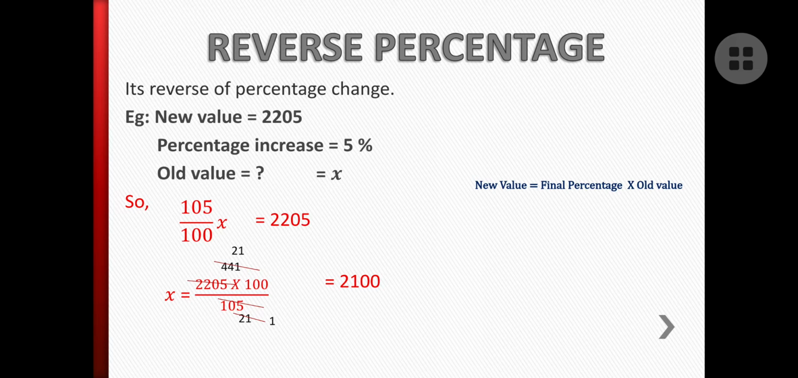From this, we'll derive the formula for old value. What is old value equal to? From here, x is equal to 2205, which is the new value. So the new value divided by the percentage change is the old value. When you divide, the 100 will go up, so it is new value into 100 by that value. But basically, in general, the formula for old value is new value divided by the percentage change, or the final percentage. With this, we will continue with the exercise.